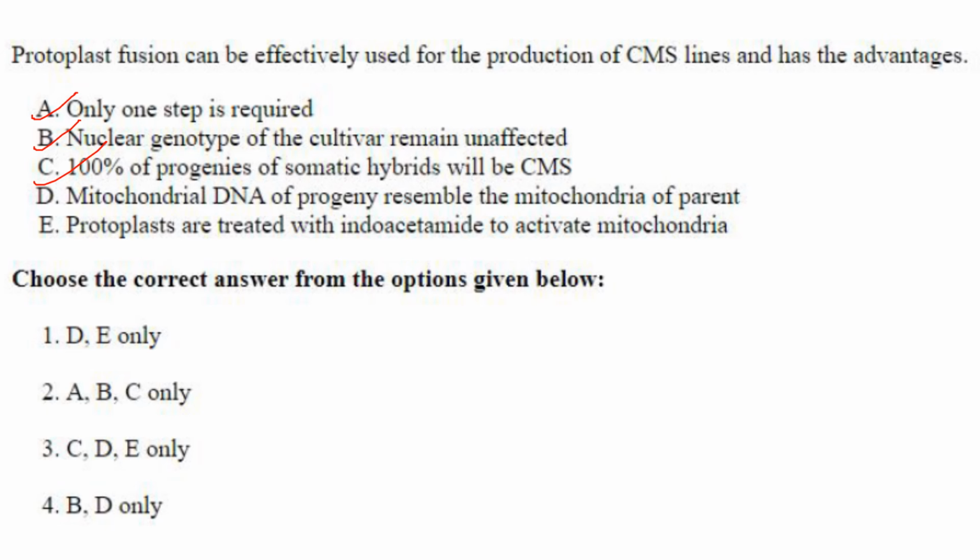Then protoplasts are treated with iodoacetamide to activate mitochondria. No. Iodoacetamide is used to inhibit mitochondrial DNA replication. It will eliminate mitochondrial DNA and then create CMS lines. So statement E is also not correct. So the answer here is option 2, ABC only.